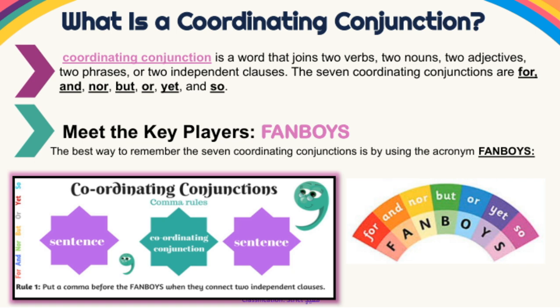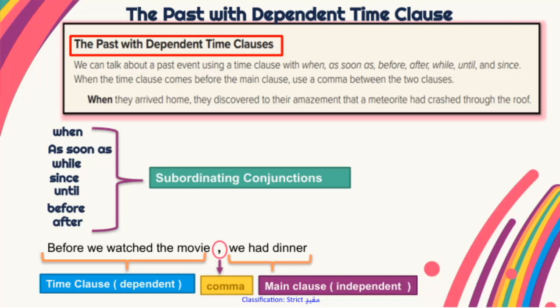Remembering FANBOYS will help you identify and use these conjunctions confidently in your sentences. Now, let's look at how we talk about the past using dependent time clauses. The key idea here is that when we want to describe two actions that happened in the past, we often use a main clause, which is independent, and then add a comma followed by a time clause, which is dependent.